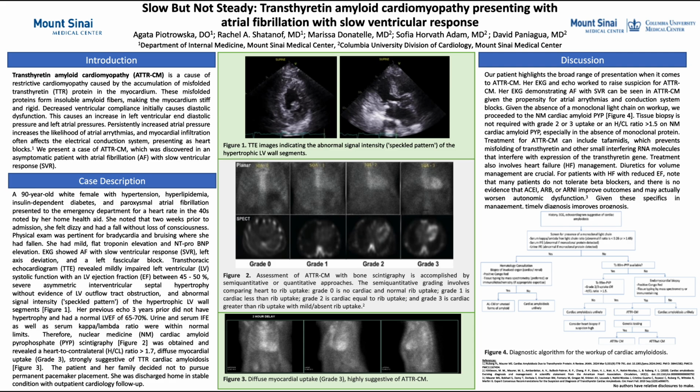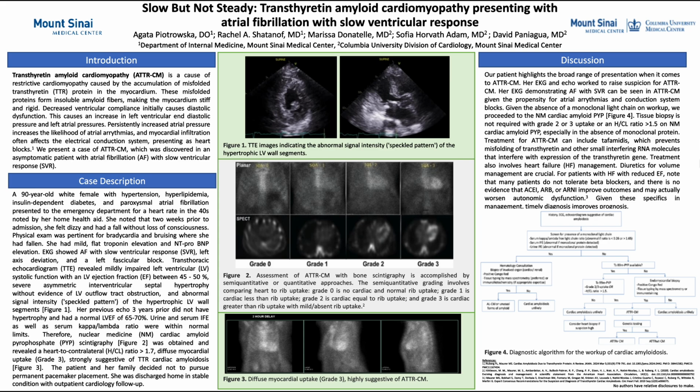There was a mild flat troponin elevation with NT-proBNP elevation. On EKG, there was atrial fibrillation with slow ventricular response, left axis deviation, as well as left bundle branch block. Next, we obtained a transthoracic echocardiogram, which revealed mildly impaired left ventricular systolic function with an ejection fraction between 45 to 50%, with severe asymmetric interventricular septal hypertrophy without evidence of obstruction. There was also abnormal signal intensity, a speckle pattern of the hypertrophic left ventricular wall segments that you can appreciate in figure 1. We have a prior echo from 3 years before that did not have those findings of hypertrophy and had a normal ejection fraction of 65 to 70%.